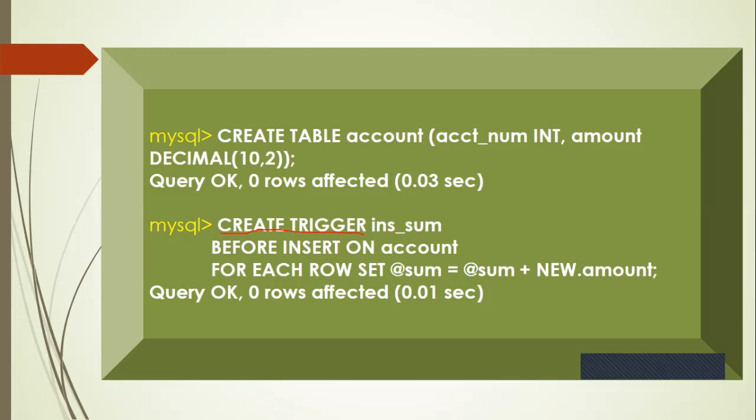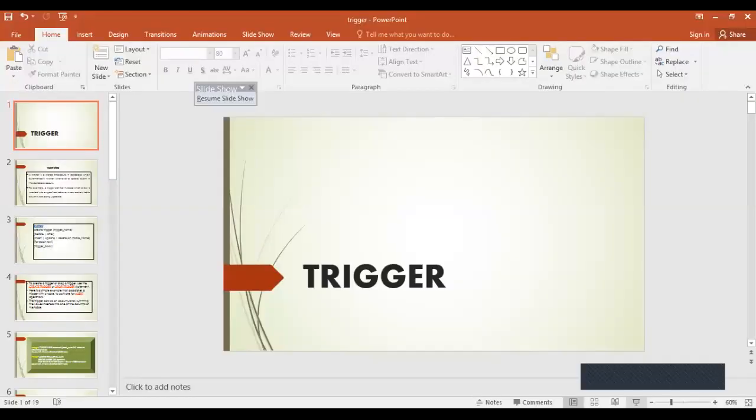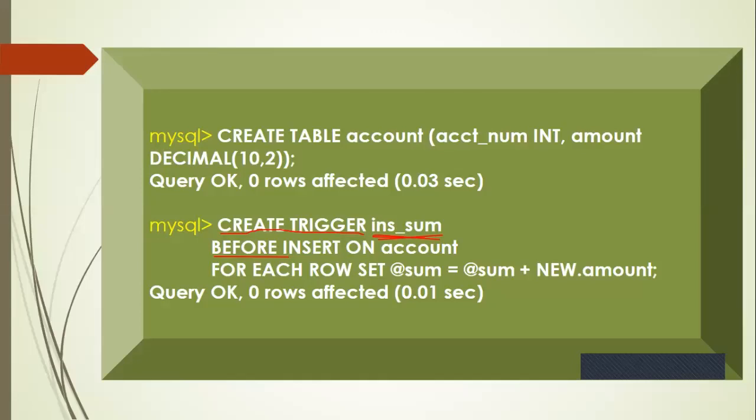Create trigger, the name is insert_sum, before insert on account. So what is happening here? We are writing create trigger, and the trigger name is insert_sum, before insert on account. Account is the table name. For each row, set @sum equal to @sum plus new.amount.